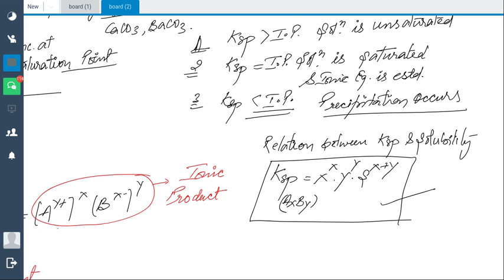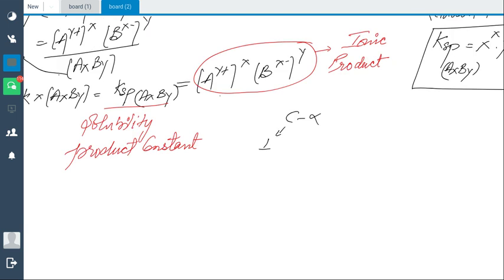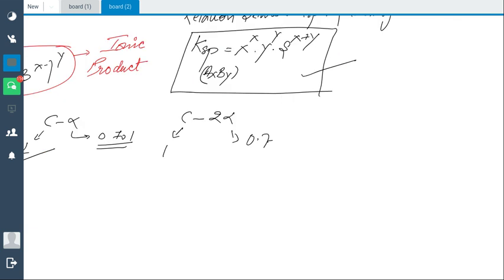So writing C minus alpha is wrong? No, writing C minus alpha is not wrong. But see what happens. Suppose you have written C minus alpha. Suppose the value of C is 1, and alpha is varying from 0 to 1. Fantastic. No worries. But what if you write C minus 2 alpha, where C is 1, alpha is 0.7? Here you will get stuck. So you can write this part, but to be on a safer side, you should write C minus C alpha. Okay.